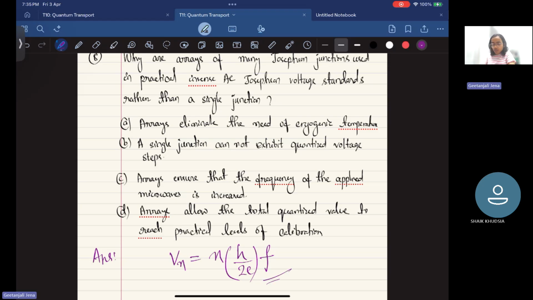The answer is in this formula only. Just see what will happen when we change the frequency, and what is the value of voltage you are getting from a single junction, whether this value can be measured at the practical level.